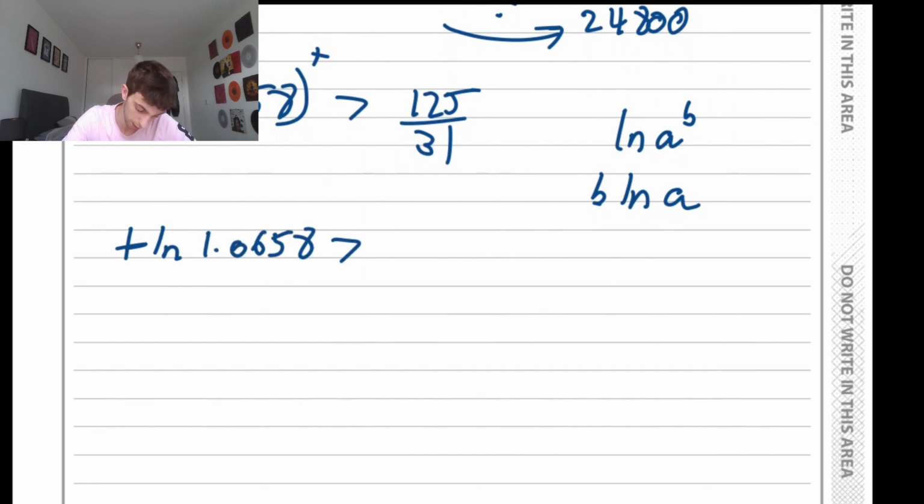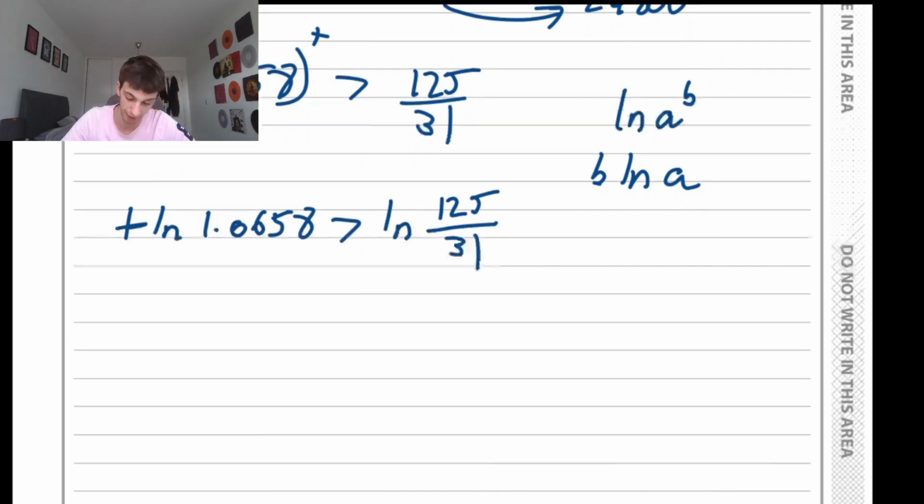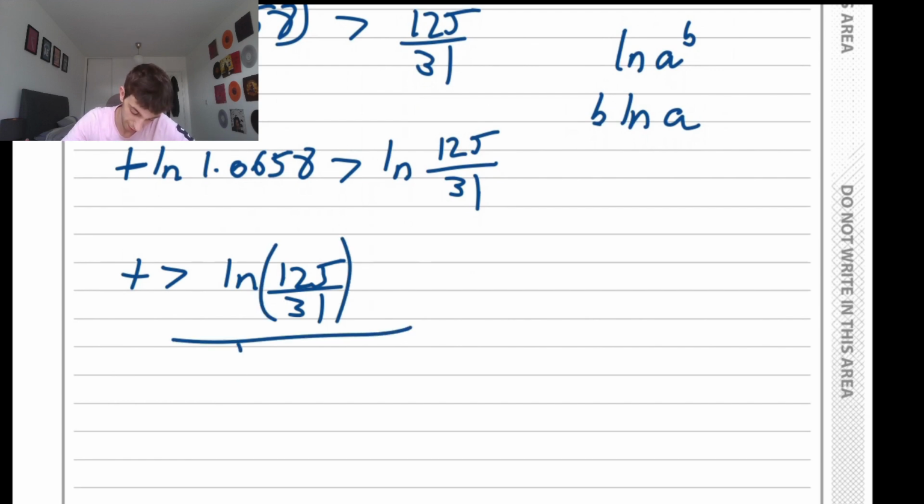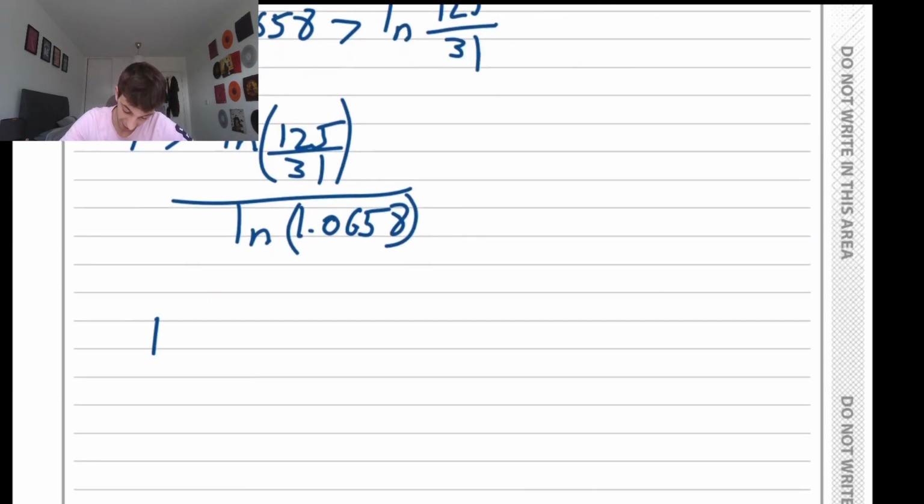1.0658 must be larger than the natural log of 125 over 31, taking the natural log of both sides and using those log rules. From here, we have that t must be larger than the natural log of 125 over 31, and we must divide that by the natural log of 1.0658.